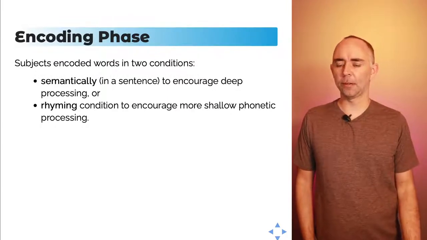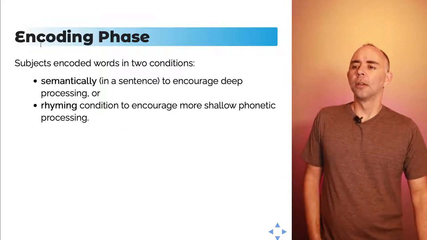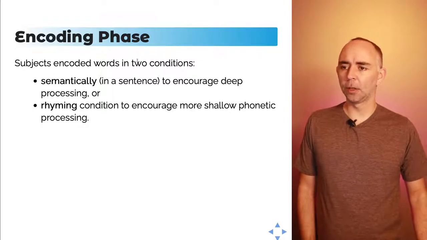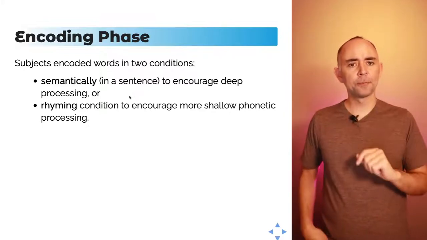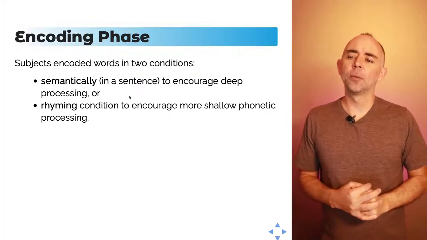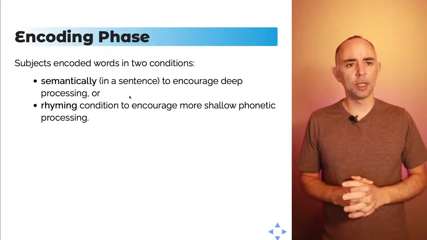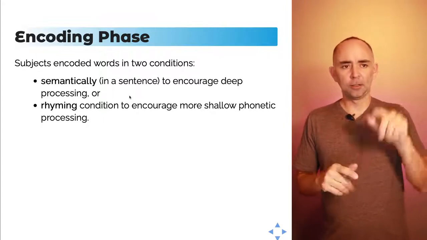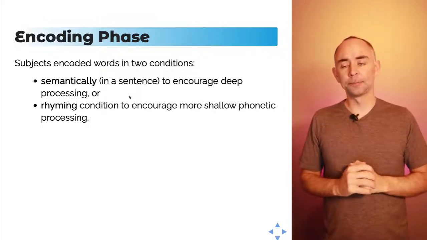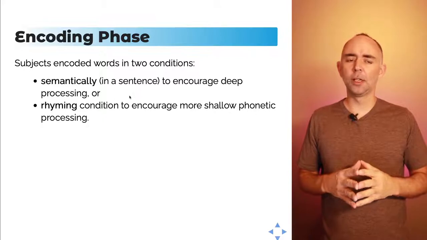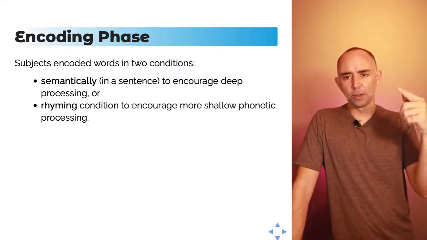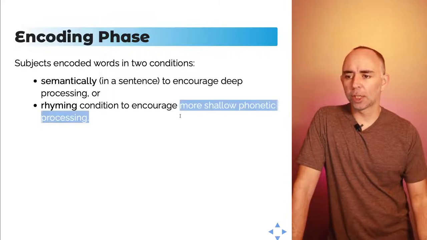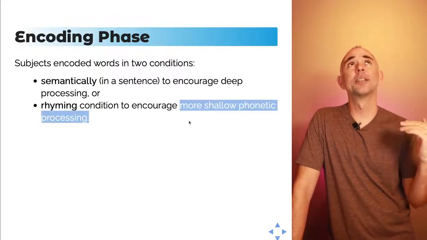Let's see an example that could come across as kind of abstract. So we have an encoding phase here where participants encoded words in two conditions. One of the conditions, let's call it the semantic condition, participants saw words in sentences, and this was intended to encourage deeper processing of the words, because you're now looking at a word and you're thinking about its semantic meaning in the sentence. And that would be contrasted with encoding in a rhyming condition. And here participants would see a word and they'd have to judge whether it rhymes with a different word. And this would encourage more shallow phonetic processing of the word.